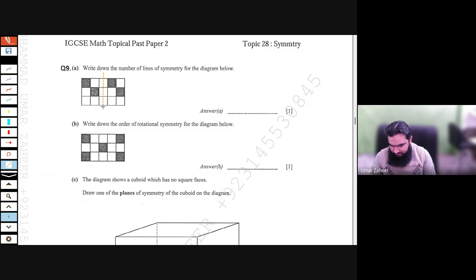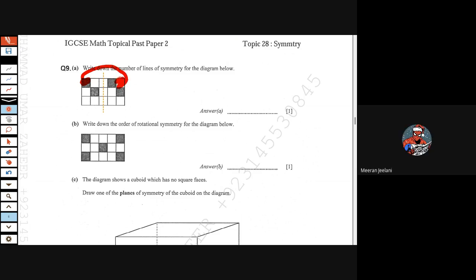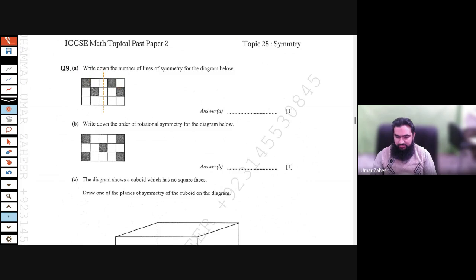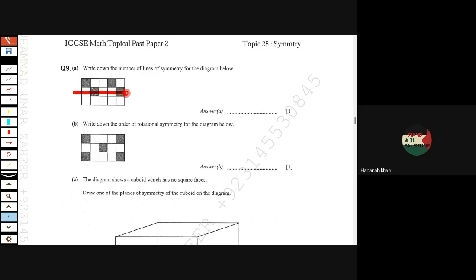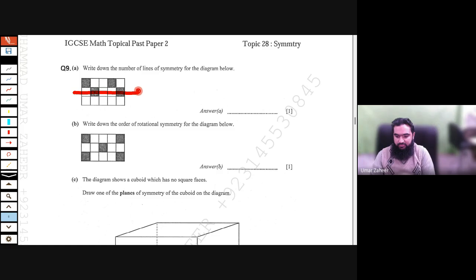Let's see how to check. We have just one. The image of this part is not going to be here, right? Yes, sir. This means it is not a line of symmetry here. In a rectangle, we just have two lines of symmetry, the vertical and the horizontal line. And obviously we don't have the horizontal because this box is not going to be here. So we have zero lines of symmetry.